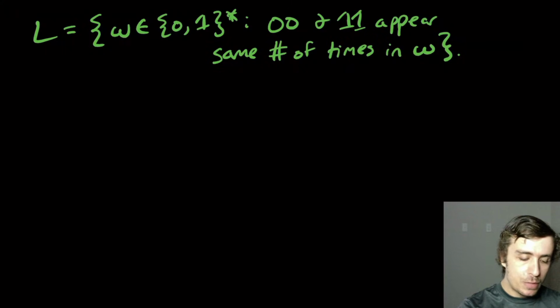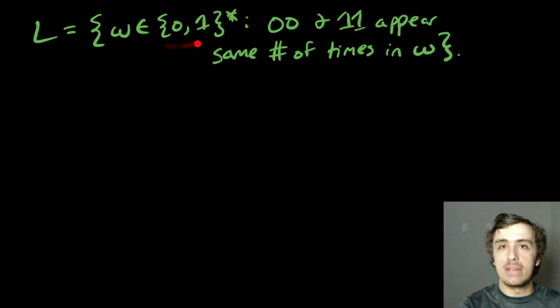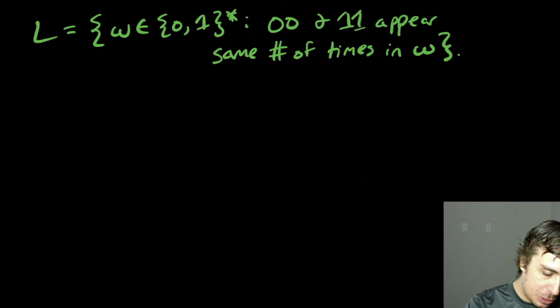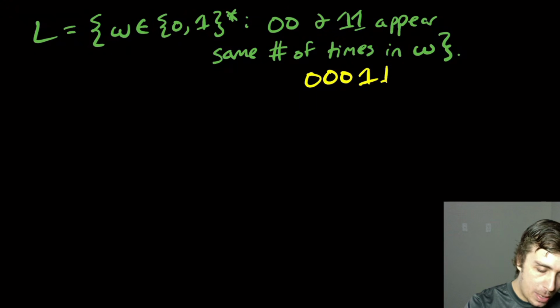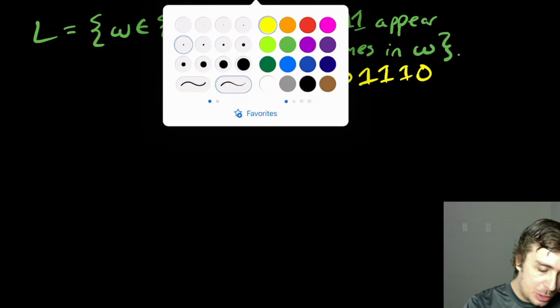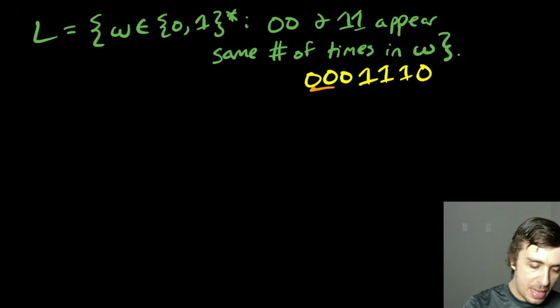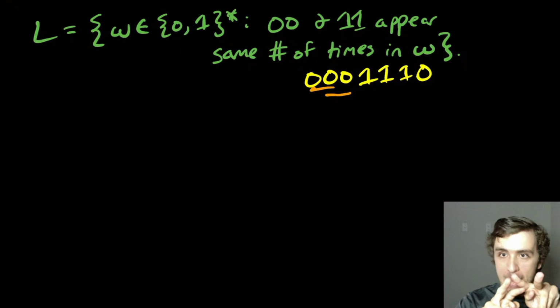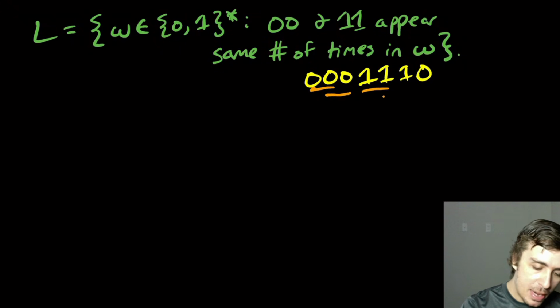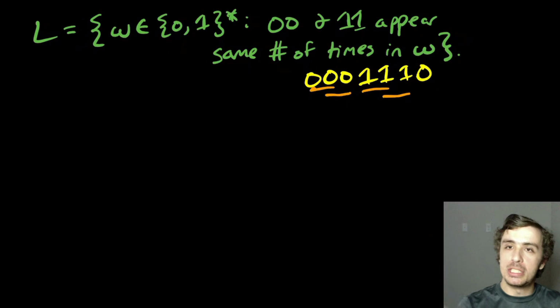All right, so let's prove that this language is not regular, which is the set of all strings over {0, 1} star, such that the number of 00s and 11s in w is the same. As an example, if we look at the string 000111, and maybe a 0 at the end, let's count the 00 occurrences. There's 1 right there, there's 1 right there. They can be overlapping possibly. There's a 11 there, and a 11 there. And since there are 2 occurrences of each, this string is in the language.